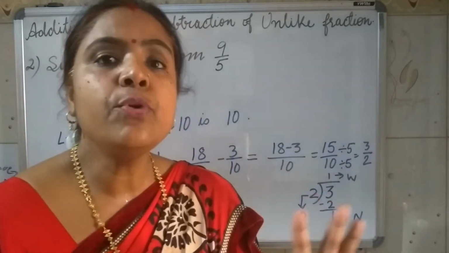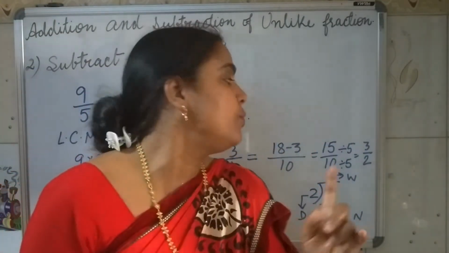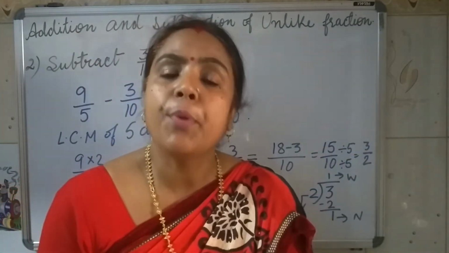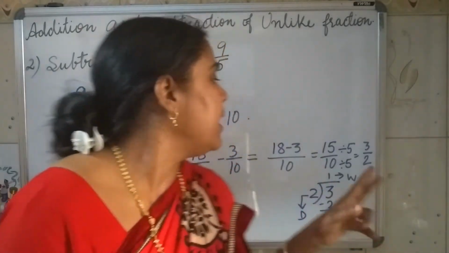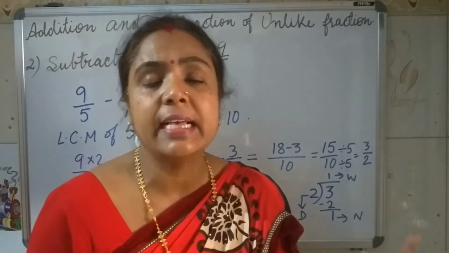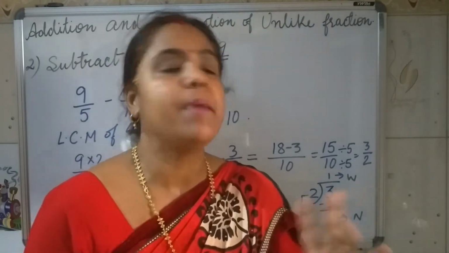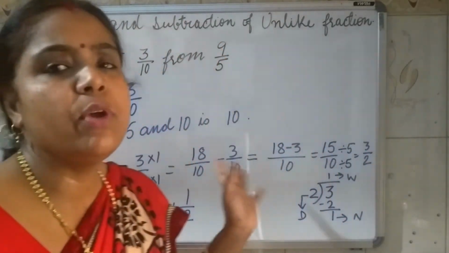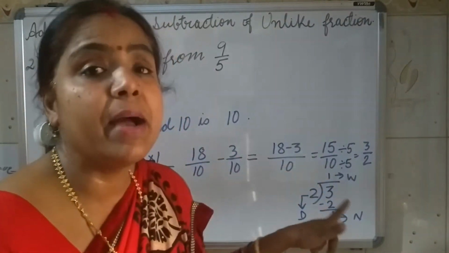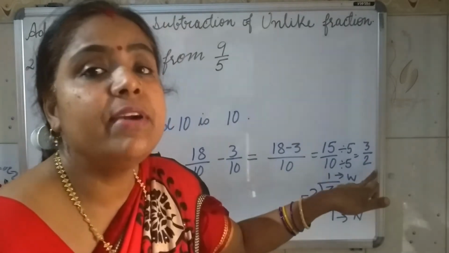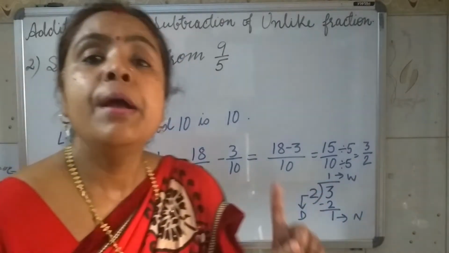Clear to you? I am always telling you, the answer will be either in the lowest term or a proper fraction. Don't leave the answer as 15 upon 10, and if you are thinking 15 upon 10 is the correct answer, no. You will not get marks if you write 15 upon 10. With these steps you might get 1 or 2 marks, but if you want full marks, you have to convert into the lowest term, and after that, convert into the mixed number. Clear?